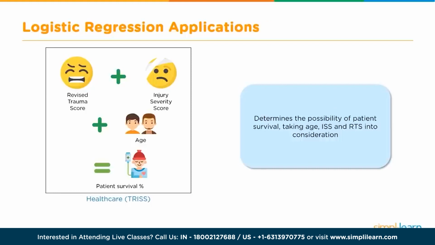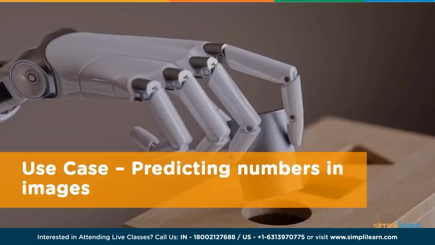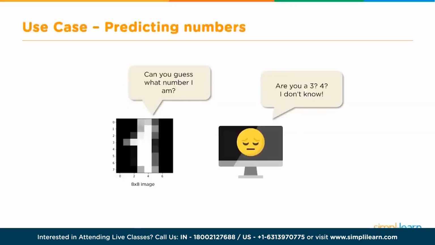So they take multiple parameters like trauma score and age and so on and so forth, and they try to predict the rate of survival. Alright, now finally let's take an example and see how we can apply logistic regression to predict the number that is shown in the image. So this is actually a live demo. I will take you into Jupyter Notebook and show the code. But before that, let me take you through a couple of slides to explain what we are trying to do.